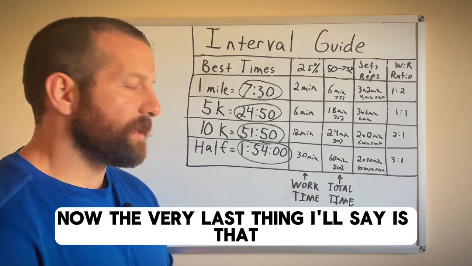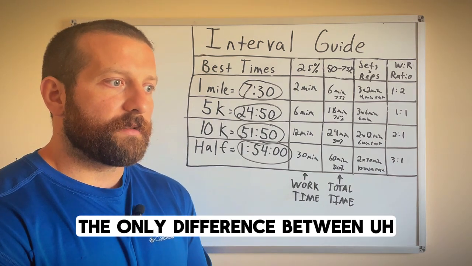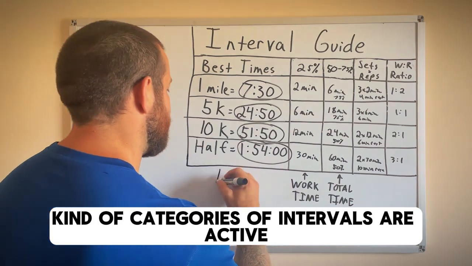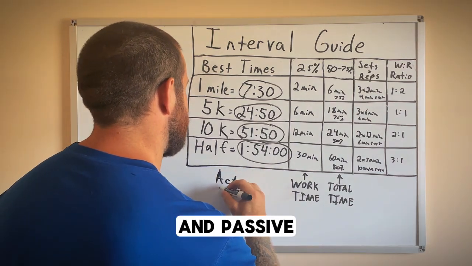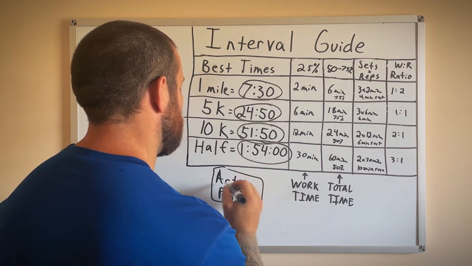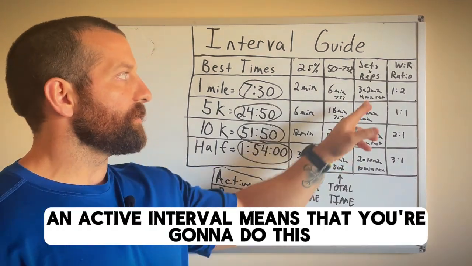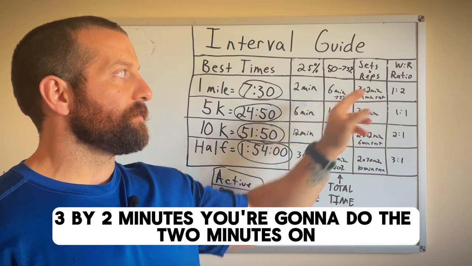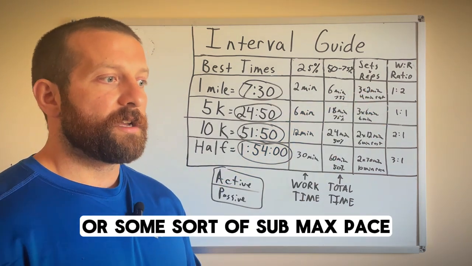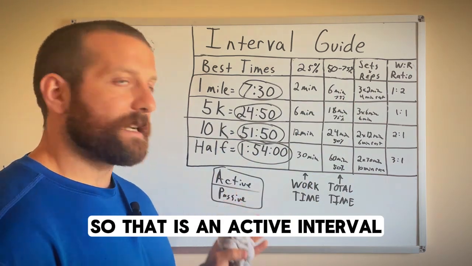Now, the very last thing I'll say is that the only difference between the 2 broad categories of intervals is active and passive. An active interval means that you're going to do this 3 by 2 minutes. You're going to do the 2 minutes on, and then you're going to take 4 minutes and you're going to have a recovery jog or some sort of sub-max pace compared to your work pace. Okay, so that is an active interval.